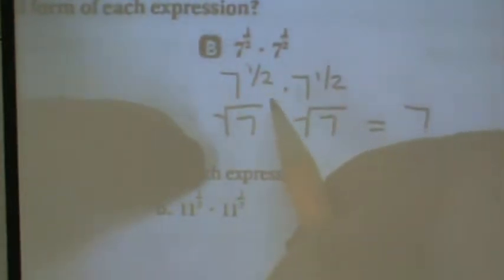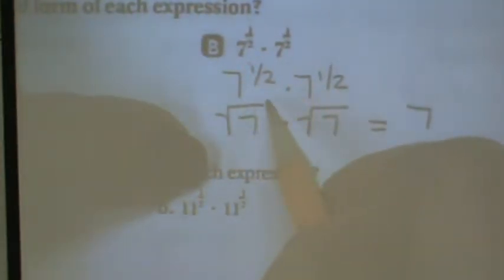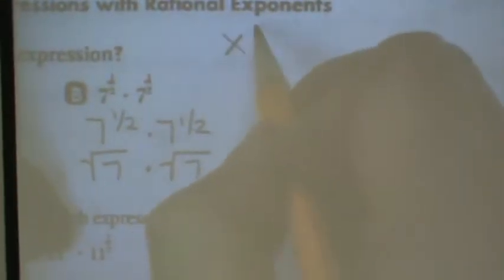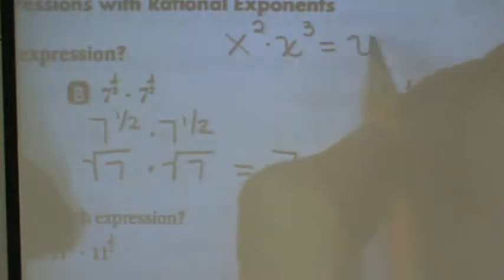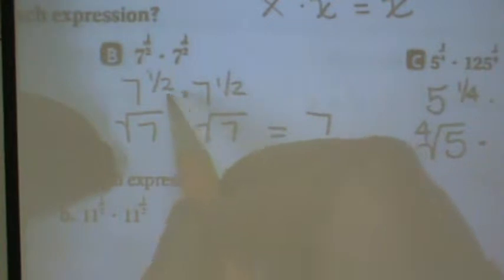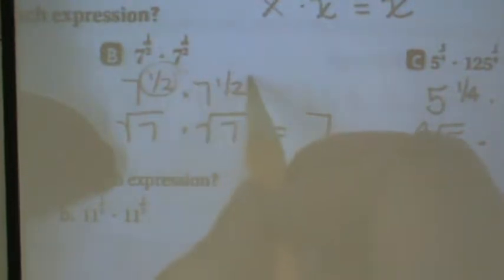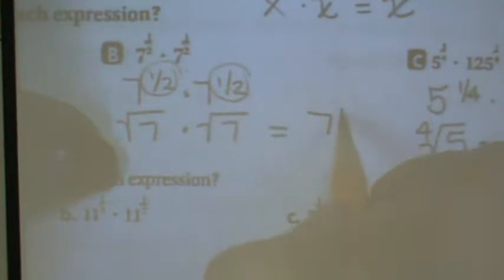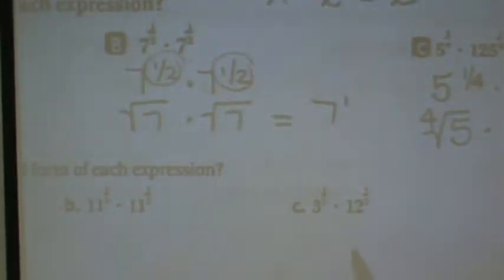Now, go back to this problem right here. Do you remember the property when bases are the same and you're multiplying? For example, if you have x to the 2nd power times x to the 3rd power, what's this answer? X to the 5th. You add them. So what is another way you could have approached this problem? Bases are the same and you're multiplying, so you could have added these exponents. What's a half plus a half? A whole, 7 to the 1st power. That's another way you could have done this.